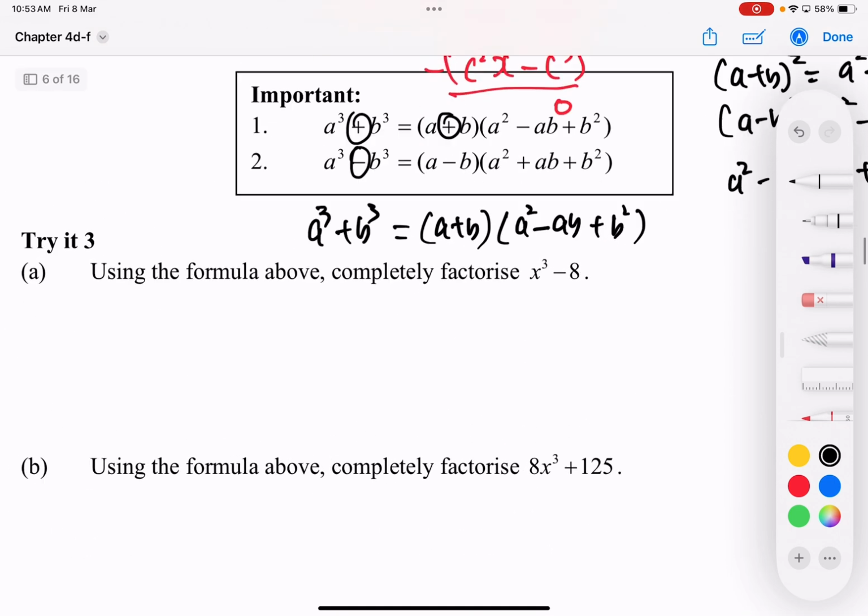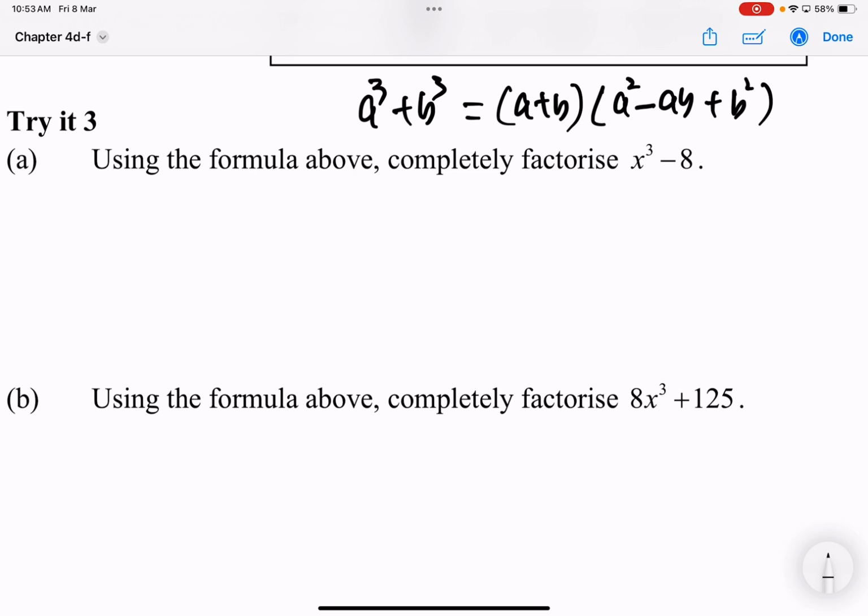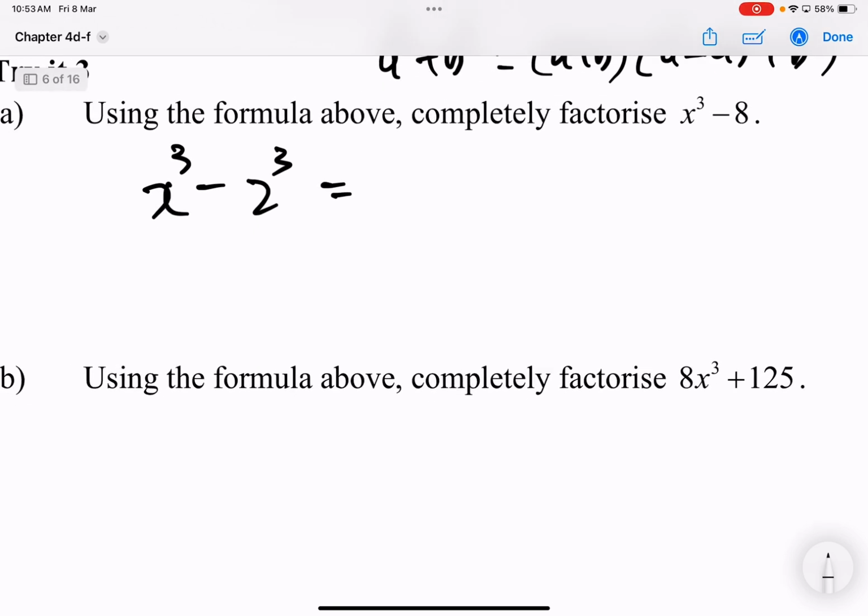Okay, let's move on. Alright, so can we use the formula above that we have learned to completely factorize this? How do we do that? This is of the form x cubed minus 2 cubed. You need to be familiar with perfect cubes. If you have memorized the pattern earlier, you know that this one is x minus 2.